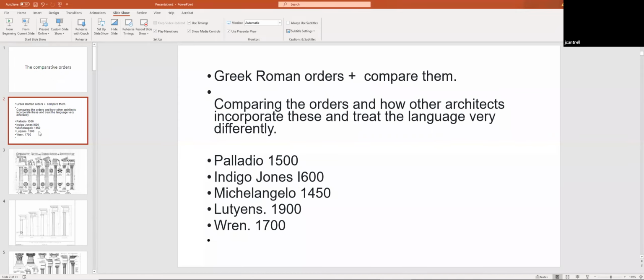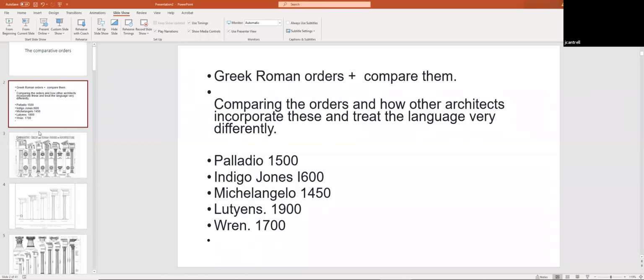Also, I don't have a lot of terms in this lecture because we went over many terms and information in the lectures before this. So we're really just going to be looking and observing the way the classical language is relative to Greek and Roman orders, then of course how they're applied and used with these several architects. And I'll give you a few minutes to write these down in your sketchbooks. Actually, I can come back to this.